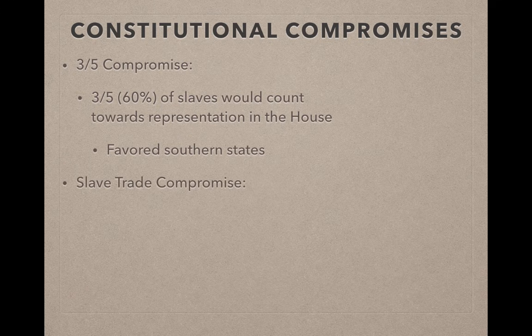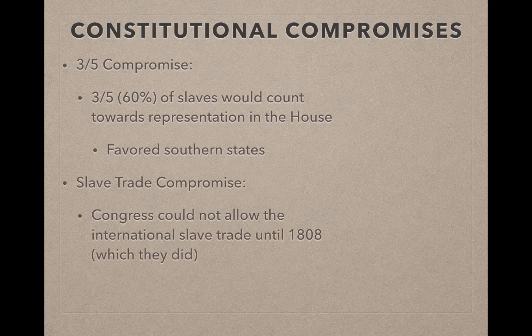The Slave Trade Compromise is another compromise that was reached, and they agreed that Congress could not outlaw the international slave trade until 1808, which they eventually will do. On January 1st, 1808, the international slave trade is outlawed.